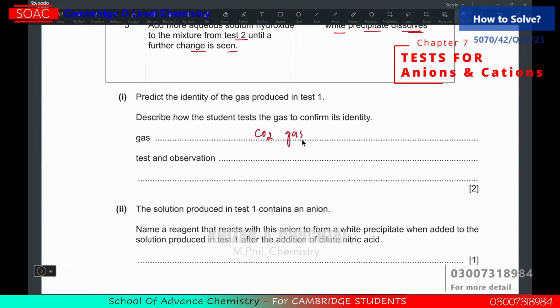And what is the test for CO2? The CO2 turns lime water milky. When it is passed through the lime water, it turns lime water milky.